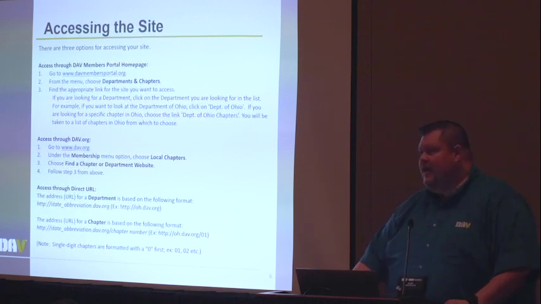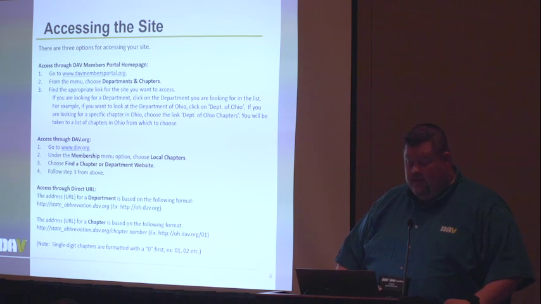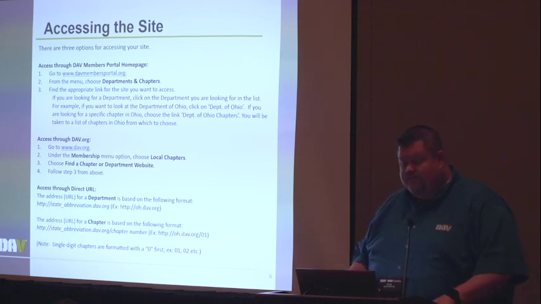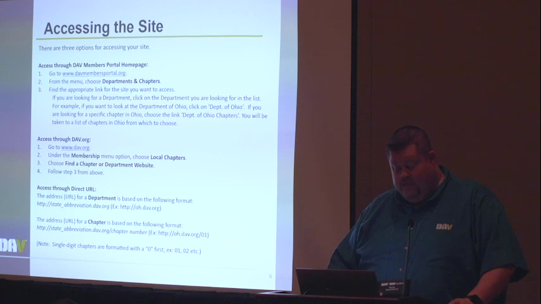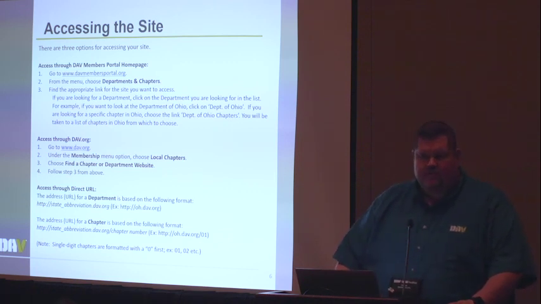So there's three different ways that you can access the site. The first is to go to themembersportal.org, choose chapters and departments from the menu, and then find the appropriate link for the site you want to access. So if you're looking for a department, click on the department, or the chapter, click on the chapter, et cetera. You can also go through DAV.org under the membership menu option, choose local chapters, choose find a chapter or department website, and then follow step 3 from above. And there's also a direct URL for either the department or the chapter. A good note here: single-digit chapters are formatted with a 0, so if your chapter is chapter 1, it's 01. Okay.